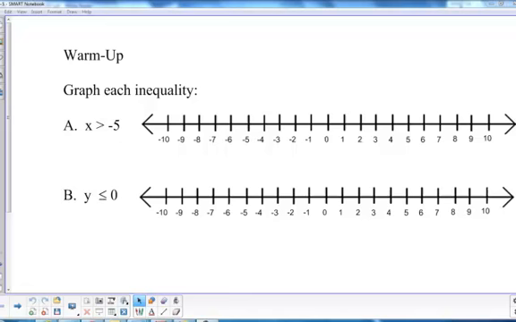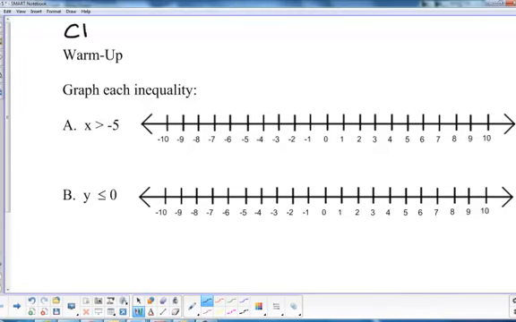Good evening. We're going to do Chapter 6, Section 5, which is on inequalities. A quick review of how to graph these. The two that you're looking at only have one letter. So when it has one letter, you graph on a number line. So x is greater than negative 5.